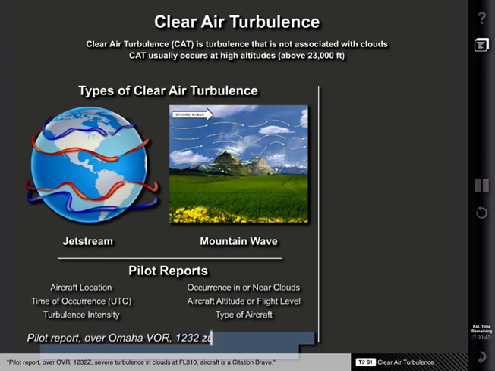Over Omaha VOR, 1232 Zulu, severe turbulence in clouds at flight level 310. Aircraft is the Citation Bravo.